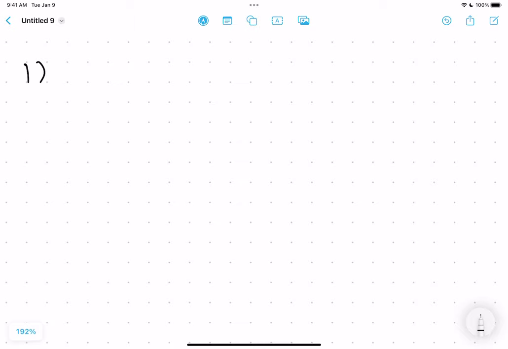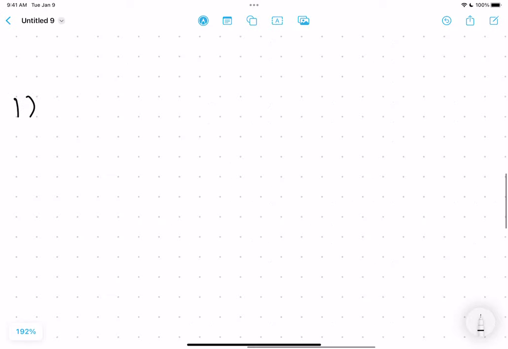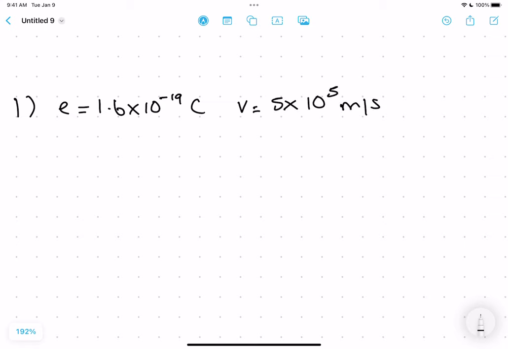It says a heavy ion has a charge of magnitude absolute value Q is equal to e, so that's the charge of an electron, right? And that's just the magnitude of it, and that's 1.6 times 10 to the negative 19 coulombs. And then it says that the heavy ion travels with a speed of 5 times 10 to the fifth meters per second. So that gives us our velocity, 5 times 10 to the fifth meters per second.